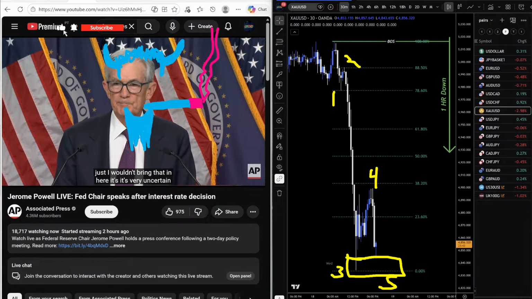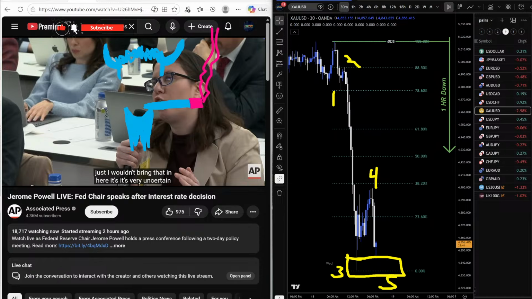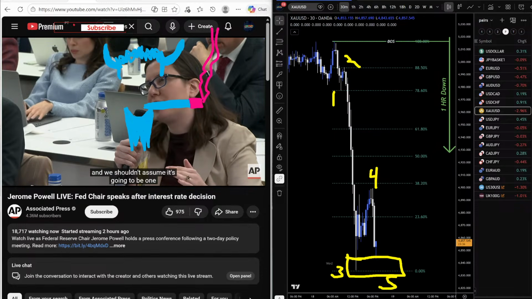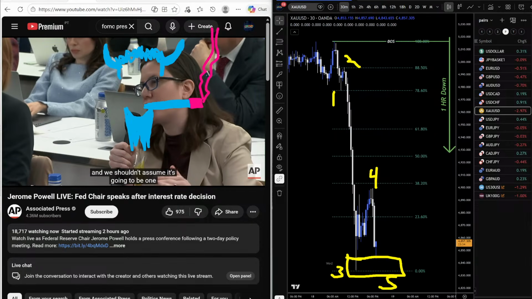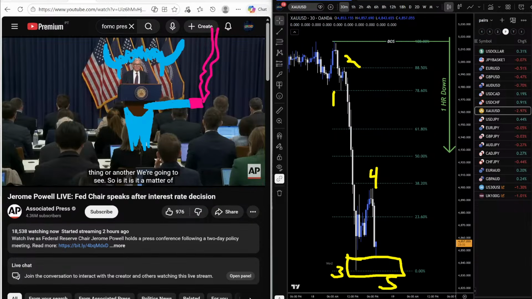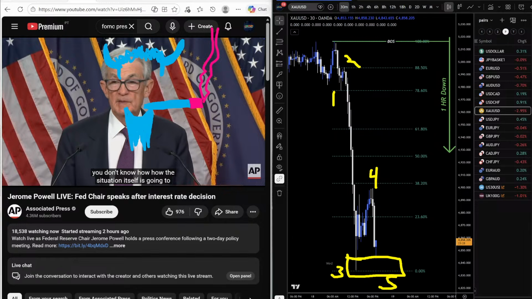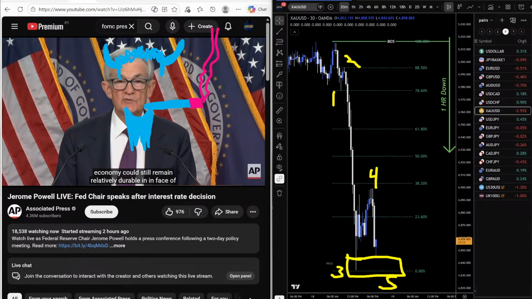We're going to see. So is it a matter of you don't know how the situation itself is going to evolve, or even if things remain as they are, the economy could still remain relatively durable in face of them? Yeah, that's true too. No, I mean, the U.S. economy has been strong through a whole bunch of challenges.